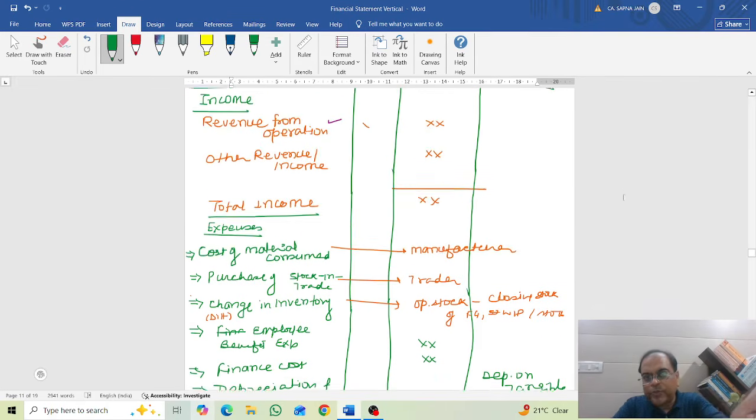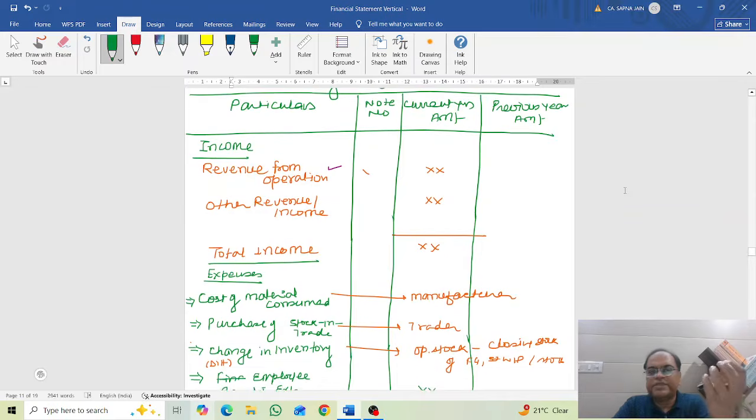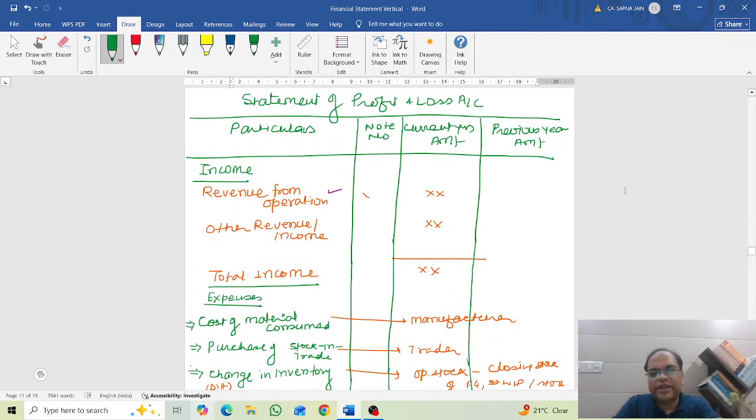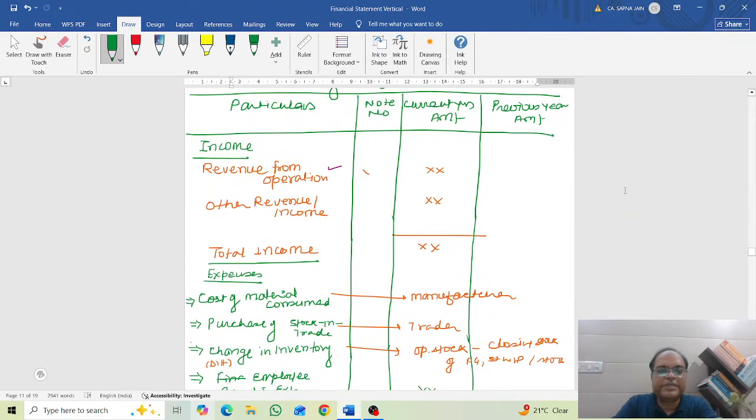How to prepare the income statement? Number first, revenue from operation. Income generated from the main or principal business, as well as the auxiliary or ancillary business, is called revenue from operation. Number second is other income or other revenue: dividend received, brokerage received, commission received, rent received, interest received are all classified under other income. Revenue from operation and other income together are called total income.